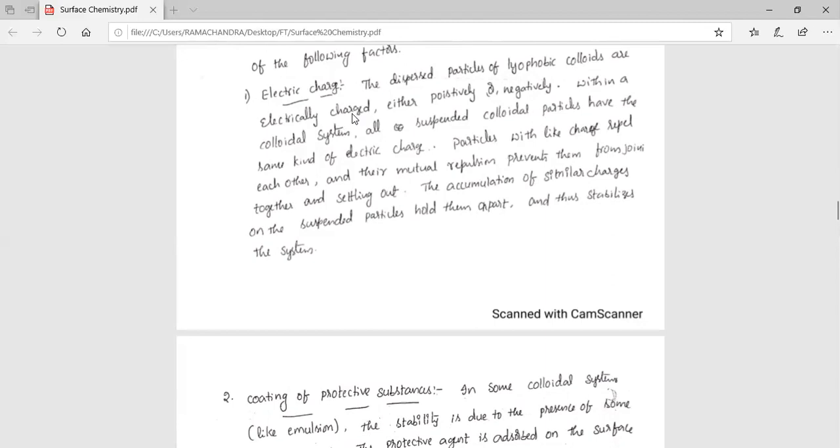all suspended colloidal particles have the same kind of electric charge, either positive or negative. So like charges repel each other, and their mutual repulsion prevents them from joining together and settling out. So the accumulation of similar charges on the suspended particles holds them apart and thus stabilizes the system. So that is the electric charge.